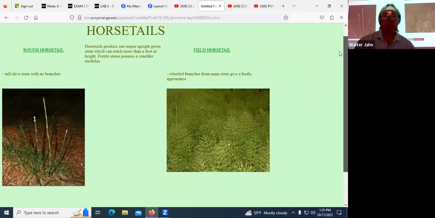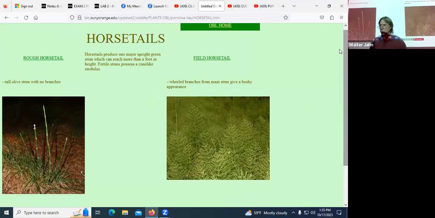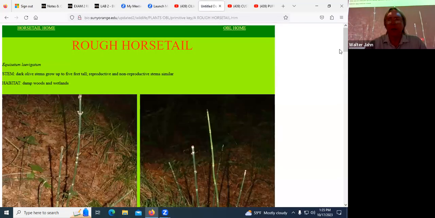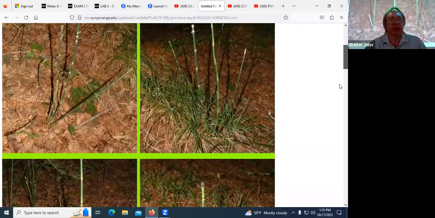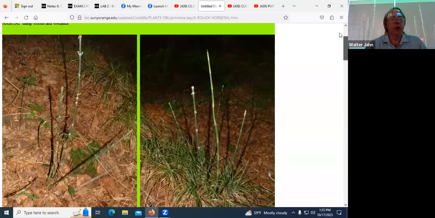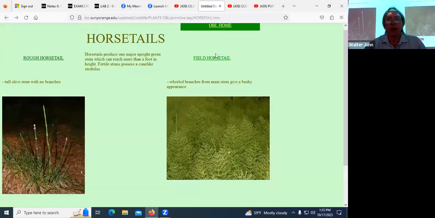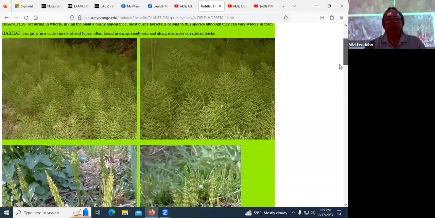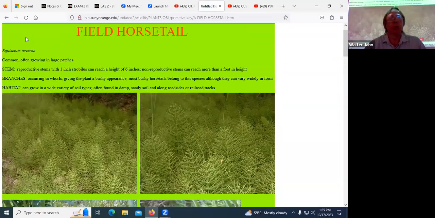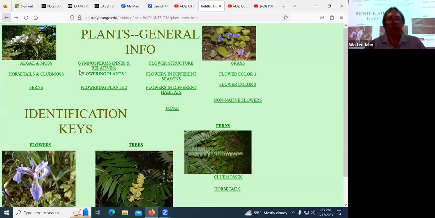So if you were to see a horsetail and you're like, oh, I'm not an expert on horsetails, but there's only two that grow in our area. So you have to ask yourself the question, is it a tall one with no branches from the stem, or do we see whorled branches here? If you click there, it's like, oh, and this is what it looks like just growing up here. You're like, oh, that would be the rough horsetail. Whereas over here, we see this is the field horsetail. So those are the two that occur in our area. So that was easy. There's only two.